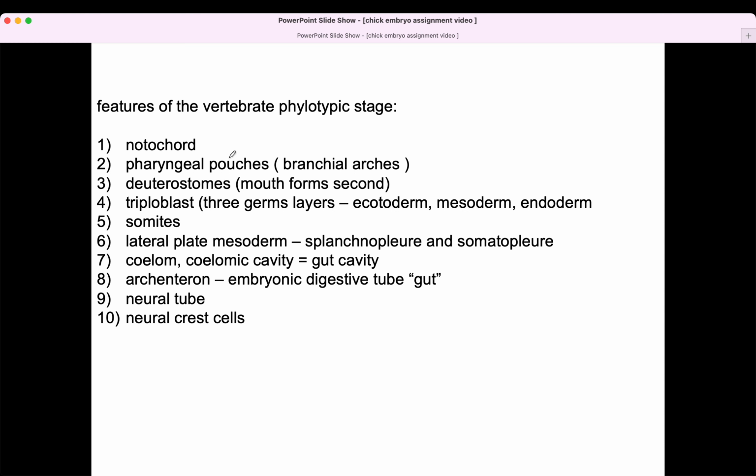In addition to the labels that are in the figure, we should strive to add these labels that are found in all vertebrates at the vertebrate phylotypic stage. And we talked about some of them. I'll introduce a little bit more of them in this video, and we'll talk some more about them in class. And in our class, we'll eventually add a couple more features of the vertebrate phylotypic stage, but this is a great list for us to work on for this assignment. And so try to include these labels in your model as well.